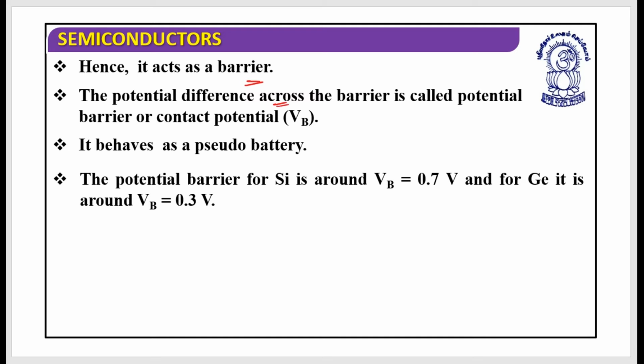And the potential difference across the barrier is what we call a potential barrier, or a contact potential, or we could also think of it as a pseudo battery. The potential barrier for a silicon diode is about 0.7 volt, and for germanium it is about 0.3 volt. Please do remember these two values: 0.7 volt for silicon and 0.3 volt for germanium.